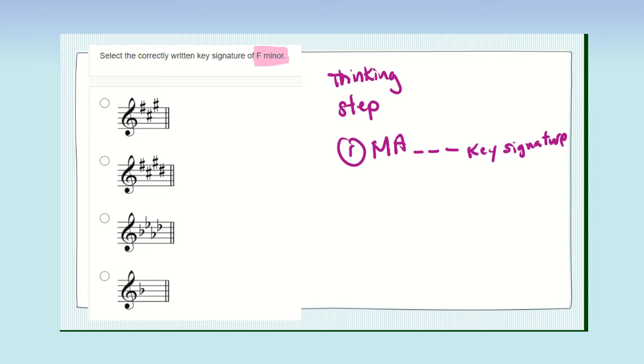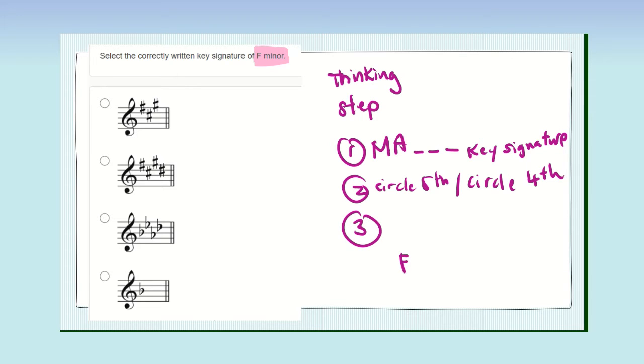Okay, of course, you will need to know your circle of 5th or the circle of 4th, to help you recall what sharps or flats you have. And number 3 will be using your FACE to check whether your sharps or your flats are in the correct position or not, right? Okay, and do remember treble clef FACE and bass clef FACE has a different position, so look at the clef very carefully.